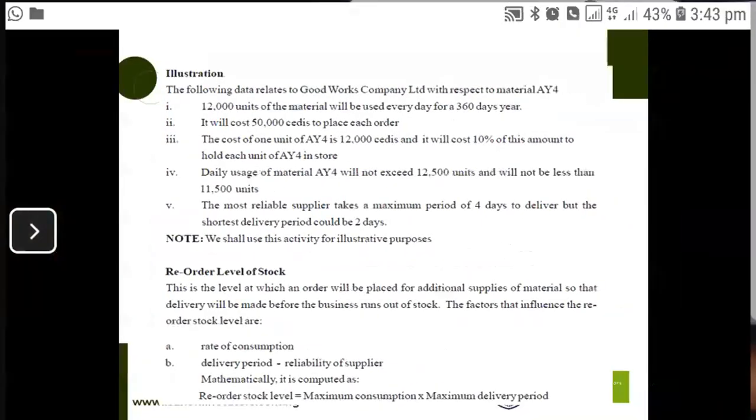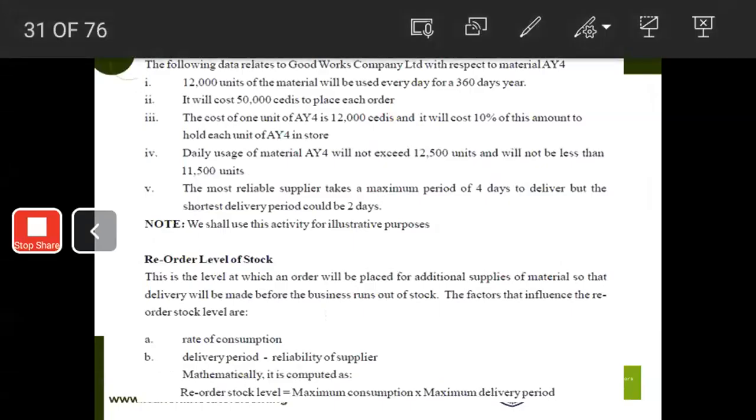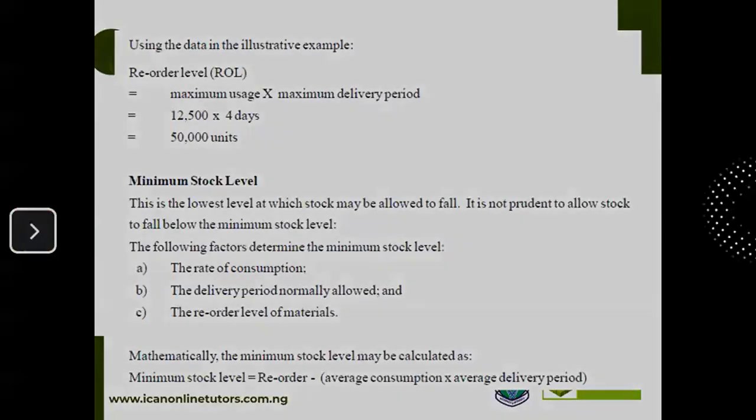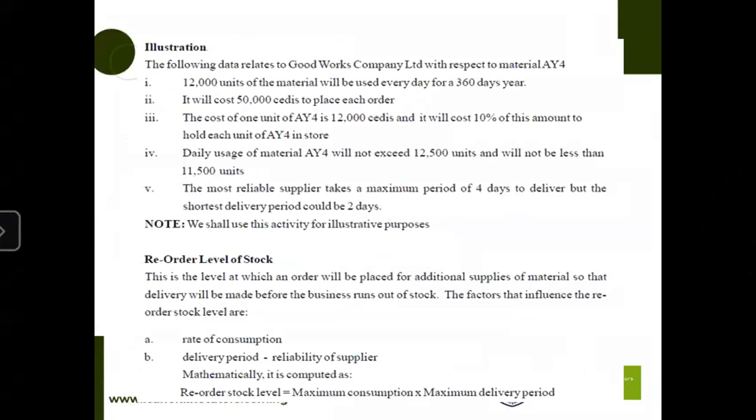Let us take them one after the other. The first one is reorder level of stock. When we say reorder level of stock, this is the level at which we reorder, to place an additional order of supply for material so that the delivery will be made and the business will not run out of stock. The factors that influence it include the rate of consumption and the delivery period, and mathematically we compute it as maximum consumption.